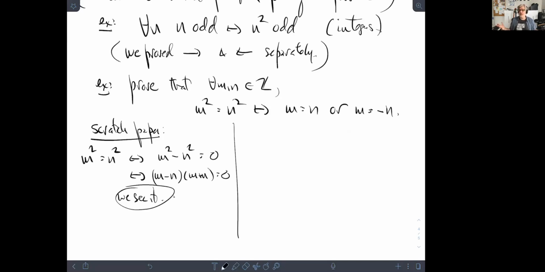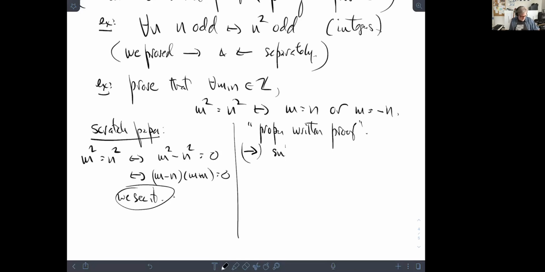Okay, so now I need to write it up properly. I have two choices here. I can either do one direction and the other, or try to do it as an if and only if. Let me start by doing it as two separate directions. And it's a good logic exercise, I think, to think of it this way. So the proper written proof. Okay, so I'm going to do this direction first.